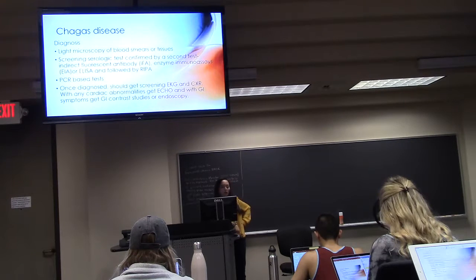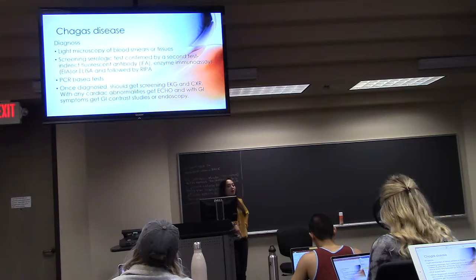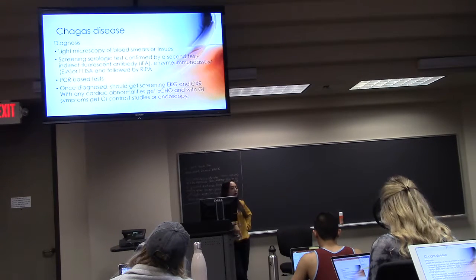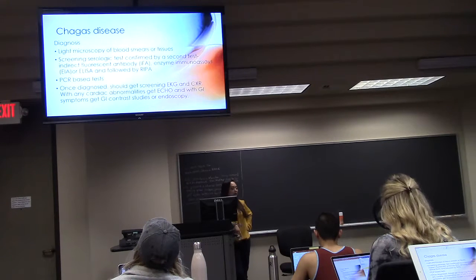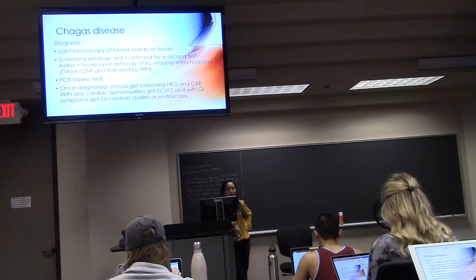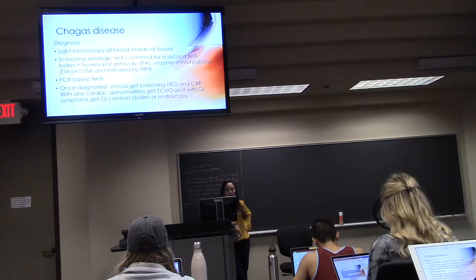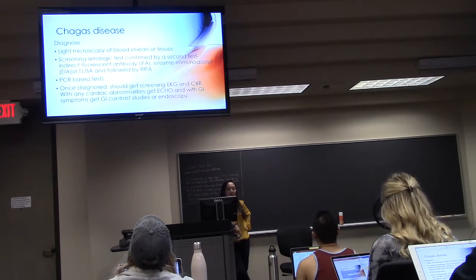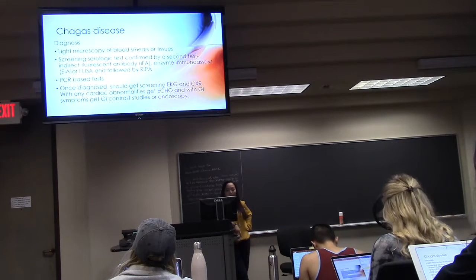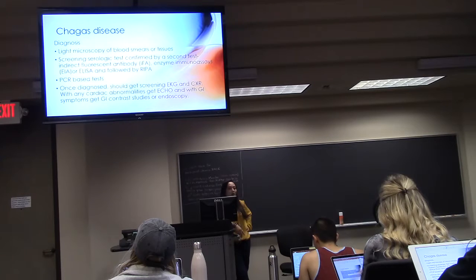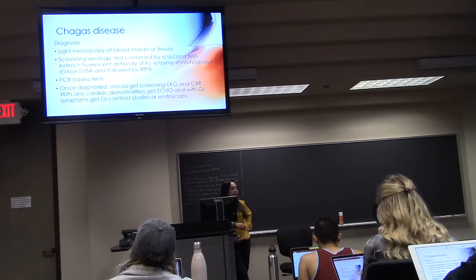So how do you diagnose this? You can do light microscopy of a blood smear, so peripheral blood smear, or tissue biopsy. If they have something on their skin, like a cutaneous lesion, you can biopsy that. Again, screening with serological testing, confirmed by a second test, either an IFA, EIA, or ELISA, which is your initial test, and then followed by the RIPA that I talked about. They have PCR-based tests, but if you diagnose somebody with this, you should get a screening EKG and chest x-ray. And if they have any cardiac abnormalities, you should order an echo. And obviously, if they have intestinal symptoms, you should get either GI imaging or an endoscopy, or you could do a barium swallow, something like that.